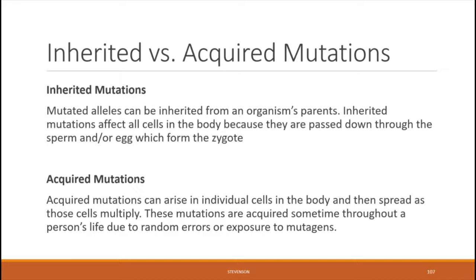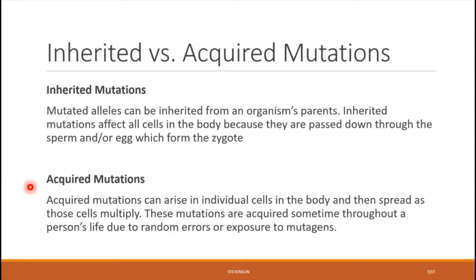An inherited mutation is a mutation that is passed down from an organism's parents. An inherited mutation affects the DNA found in all cells in your body. The reason why is because that mutation was carried in either the sperm or the egg, which fertilized in order to become the zygote, and then that zygote was the basis for all of the other cells in your body, which were copied from it. So the mutation gets propagated through every cell in your body if you have it from the moment of conception.